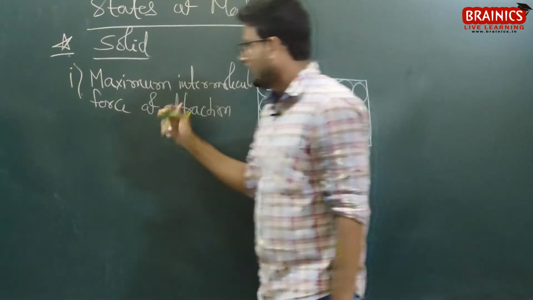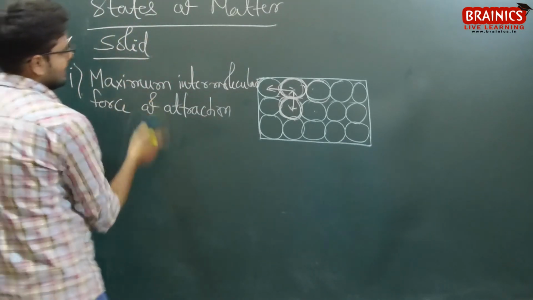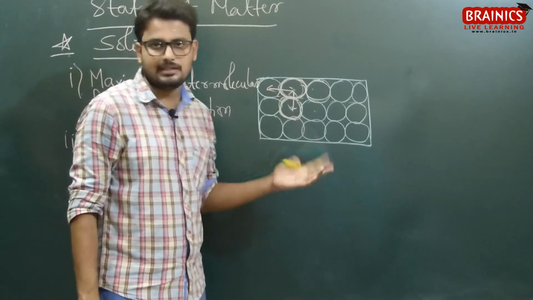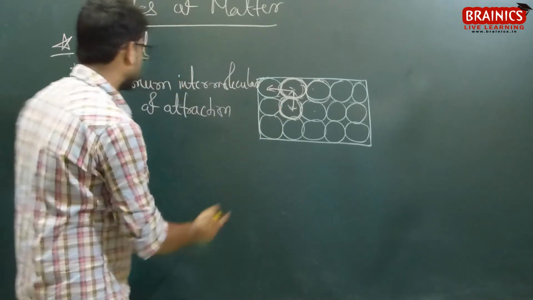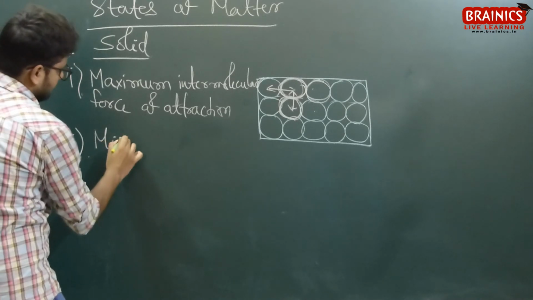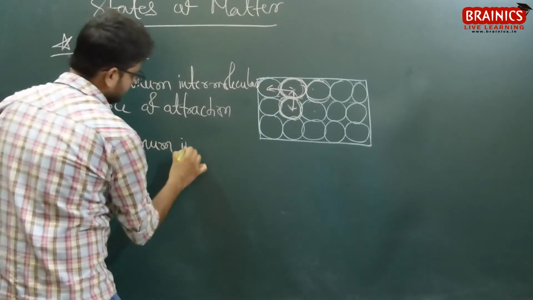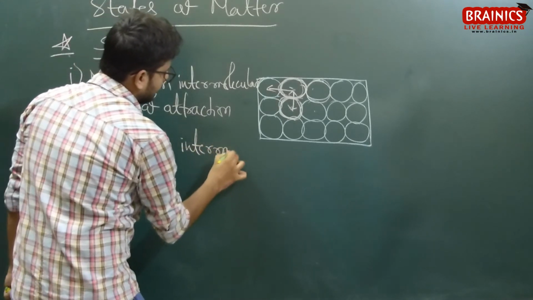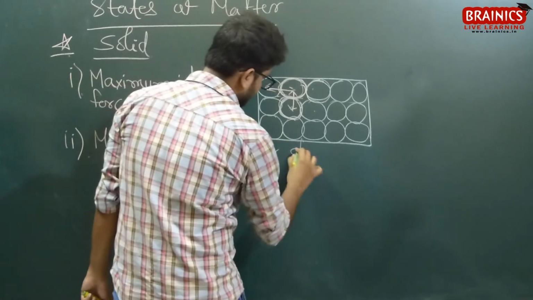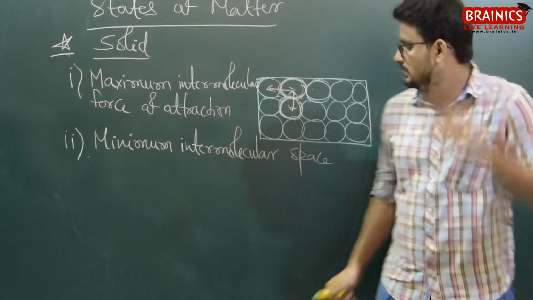liquid and gas. So our next point is that because they are inversely proportional, if the intermolecular force of attraction is maximum, the intermolecular space will be minimum, isn't it? So that's what we can write here. Minimum intermolecular space.